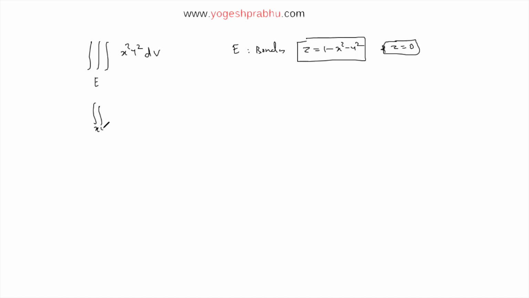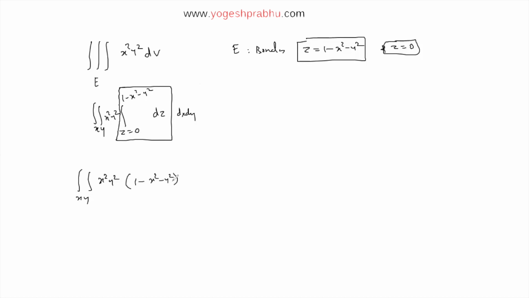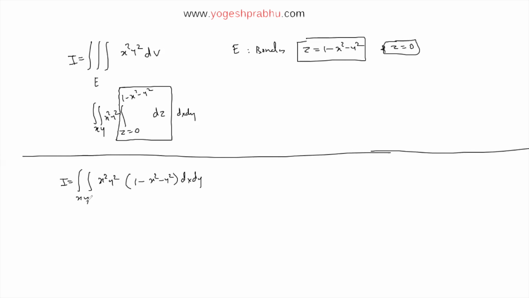So here we don't know x and y, but we know z. It's 0 to 1 minus x square minus y square. So x square and y square are constants, so I'll do dz first and dx dy later. What is the answer I'll get? Double integration of x square y square times 1 minus x square minus y square, dx dy. Now the integral is only in terms of x and y, so we have to figure out limits of x and y.